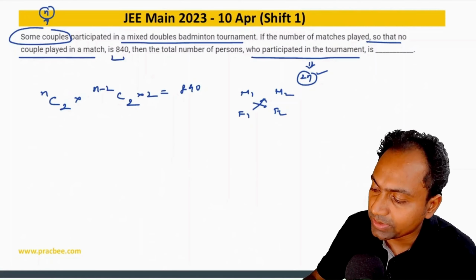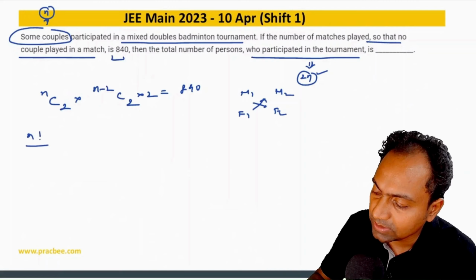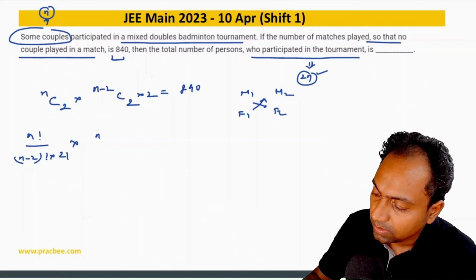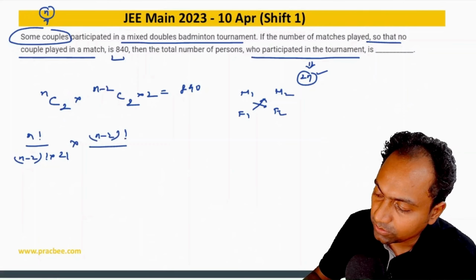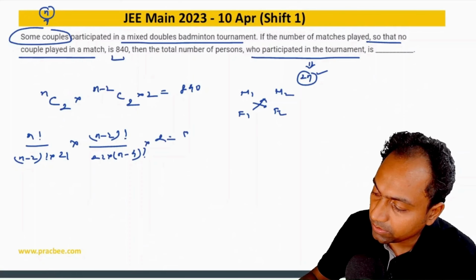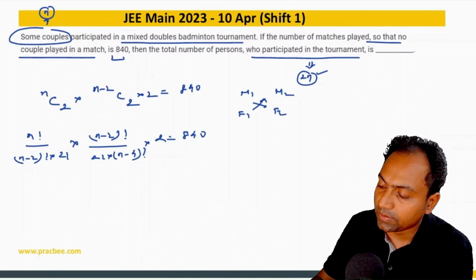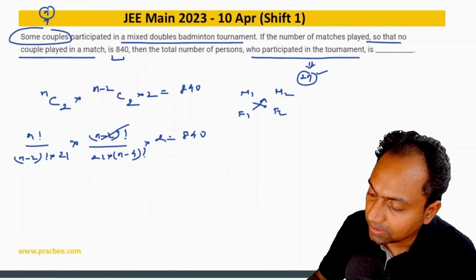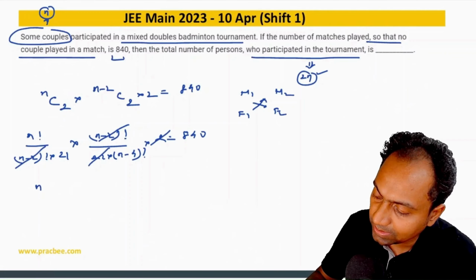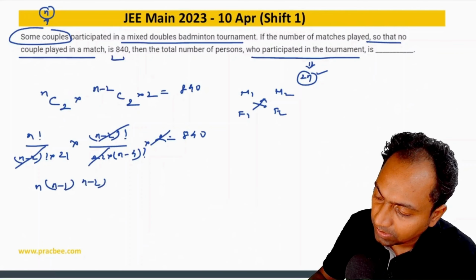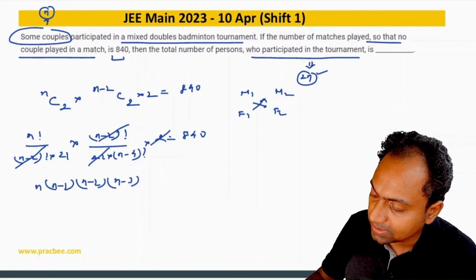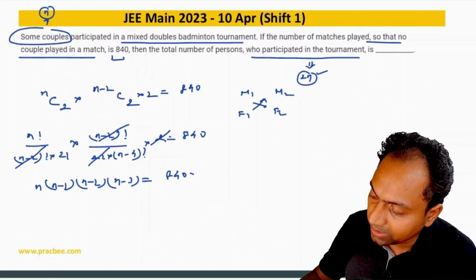After this, what we can do is simplify it. So this becomes n factorial by n minus 2 factorial into 2 factorial. The other part becomes n minus 2 factorial by 2 factorial into n minus 4 factorial, into 2, which will be equal to 840. And if I simplify this, you can see n minus 2 factorial gets cancelled out. This 2 will also get cancelled out. And what we are getting is n into n minus 1 into n minus 2 into n minus 3. And this will be equal to 840 into 2.